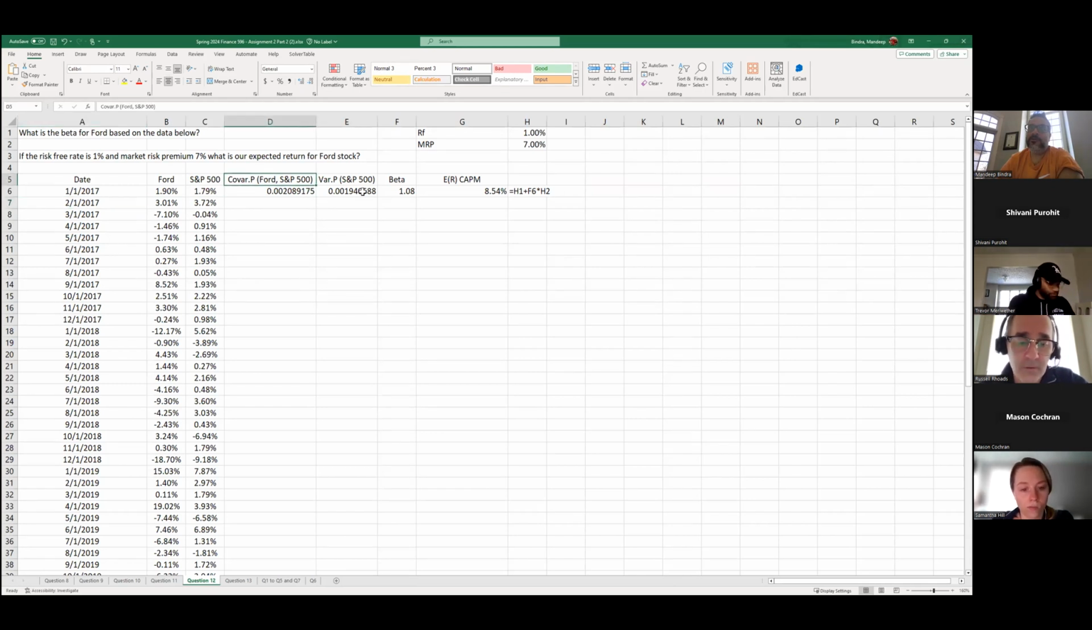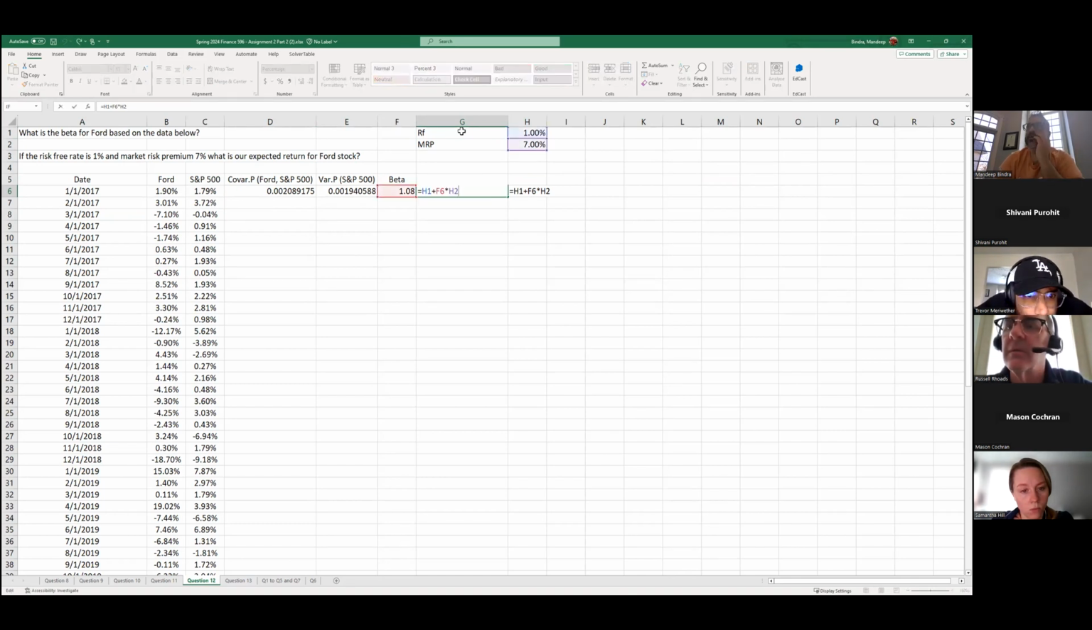I don't know, but what I did was calculate the beta based on the covariance and the variance. The covariance of Ford and the S&P, and then the variance of just the S&P. Yeah, and they got a beta, and then you use the Capital Asset Pricing Model, the CAPM. Because you're giving us a risk-free percentage and the market premium rate, I got an expected return of 8.54 just based on the beta. It's just the risk-free rate plus the beta times the market risk premium.